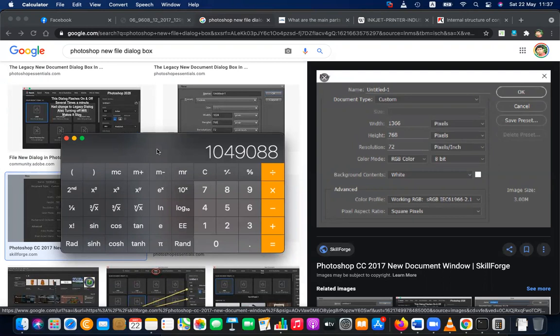Okay, what is the bit depth or the color mode? It is RGB 8-bit. That means one pixel will have how many bits per pixel? 8 or 24? 24, because in RGB all three colors have bits. R, G, and B. 8-bit means 8 plus 8 plus 8, 24.